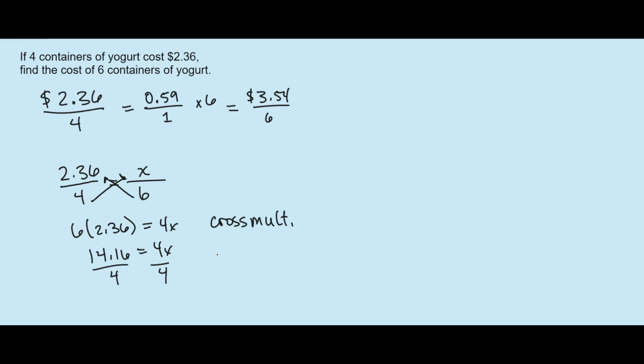Divide by 4. This is going to be the division property of equality. And then if you divide that by 4, you get 354 equals x. So either way, you're going to get 354. It just depends on how you want to do it.